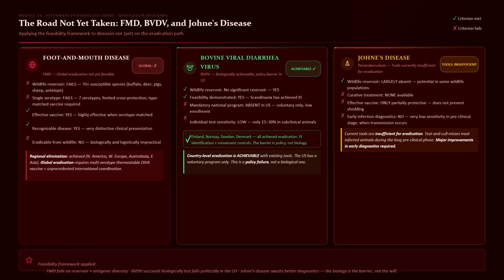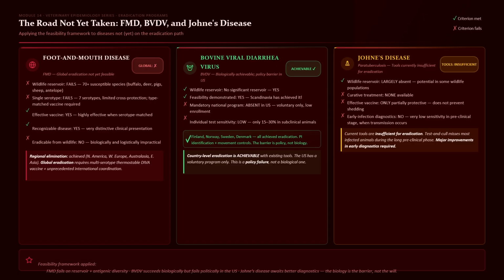Do a rapid feasibility analysis on 3 diseases using our 6 criteria as the lens. This is exactly the kind of applied thinking the ACVPM exam rewards. Foot and mouth disease, FMD. There's actually a strong biological case for eradication. The pathogen only causes sustained transmission in livestock and certain wildlife. Effective vaccines exist, and DIVA capability is achievable with some vaccine platforms. But eradication is blocked by multiple factors.